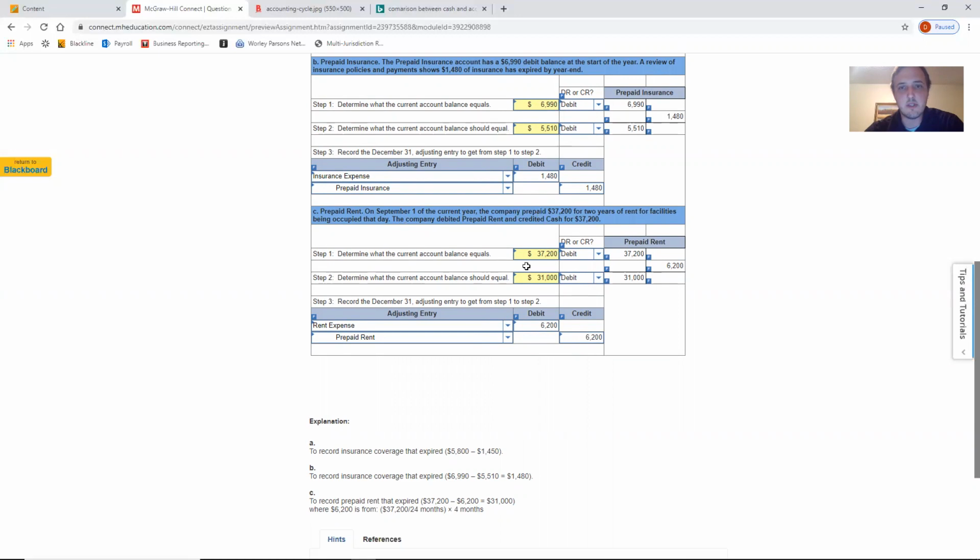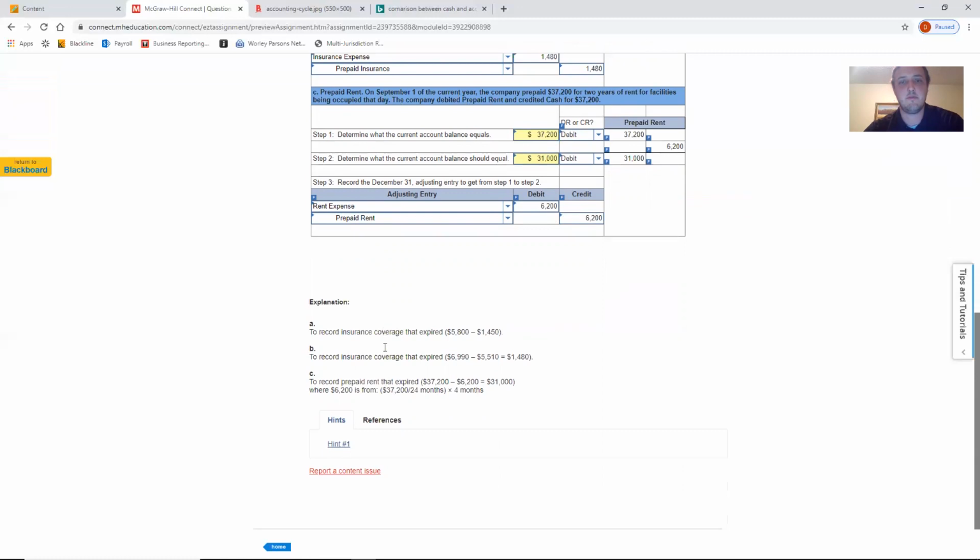We here started with 37,200, and that was on September 1st. We now need to calculate that from September 1st to 12/30. So it's going to be for 4 months. So we're going to do that math at 6,200. And if we credit 6,200, then our ending balance is 31. Increase the rent, decrease the prepaid. Okay.